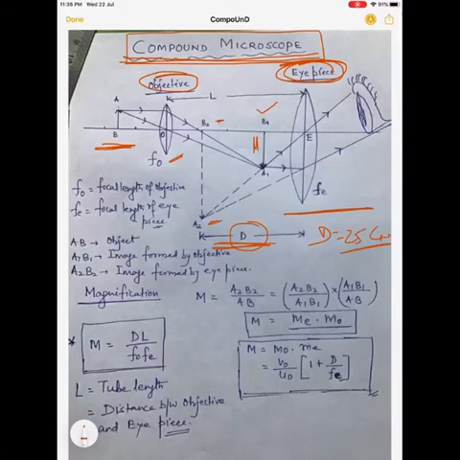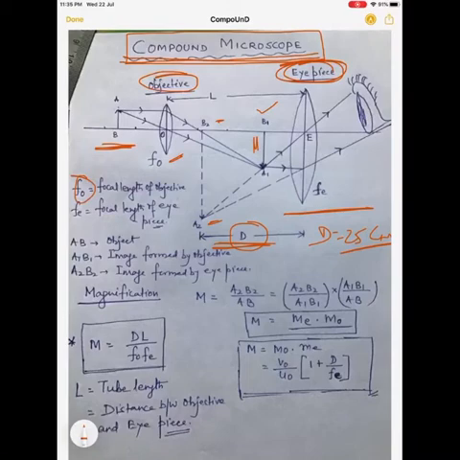Okay, now this is all about the ray diagram. So we have AB as object, A1B1 is the image made by the objective lens, and A1B1 is the object for the eyepiece, and A2B2 is the final image. So with the help of two lenses, we can form an enlarged image more than a simple microscope. Okay, now some calculation part.